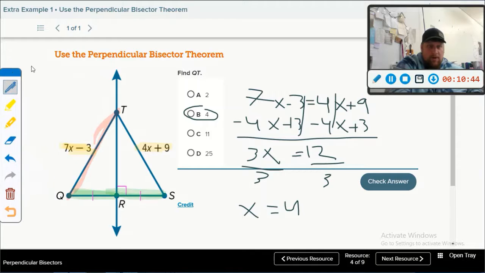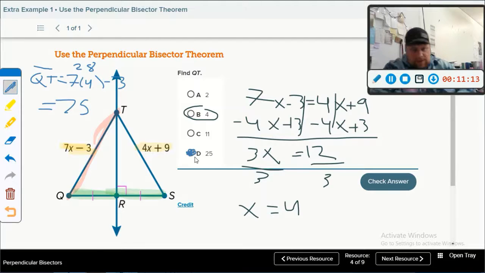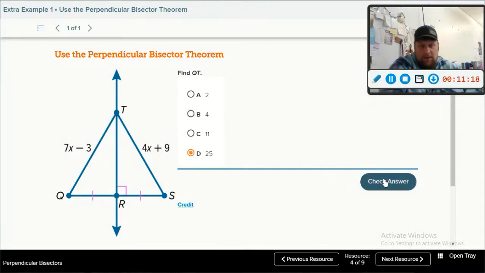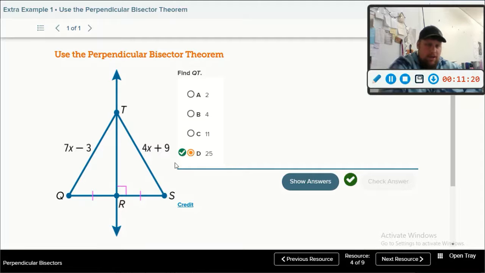So I know that QT equals 7 times 4 minus 3. Well, 7 times 4, that's 28. What's 28 minus 3? Boom! 25. Is there 25? D is 25, so this is the actual answer right here. Make sure you always read these to know what you're looking for. And we can confirm that by going, boom, look at that, it was right.